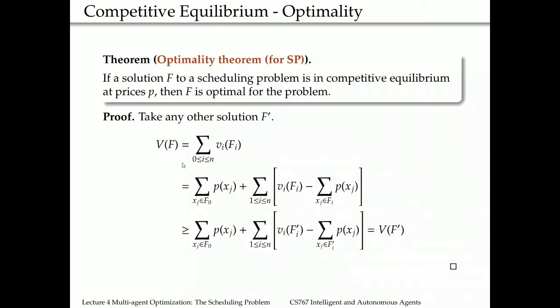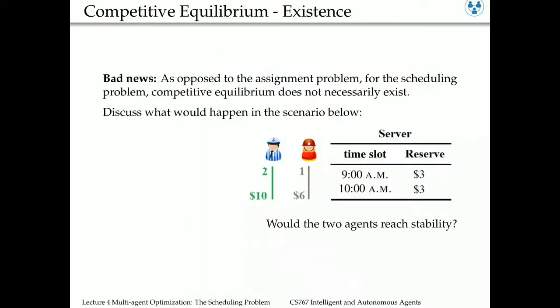It just uses the definition of the total reward function, and we go through a sequence of equalities and inequalities to establish that for any other solution F prime, if F is in competitive equilibrium, then the total value that we get will be greater than or equal to what we get from any other solution.